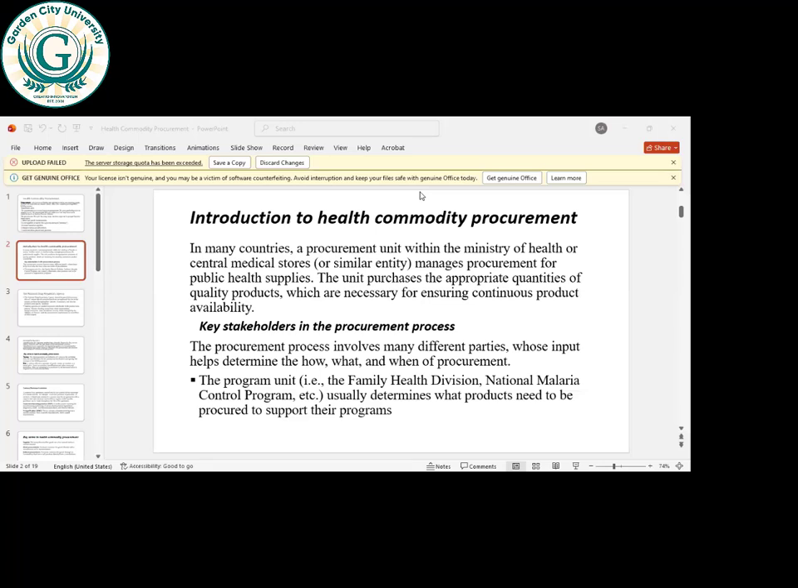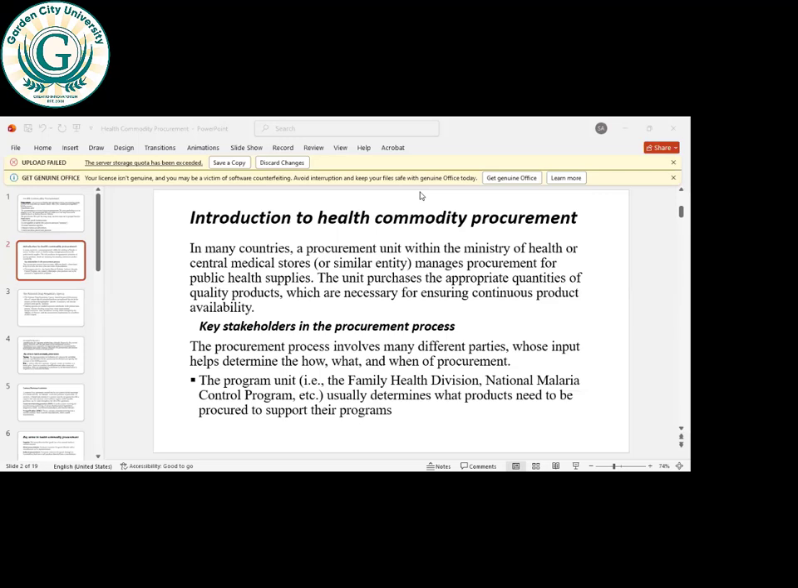So the first stakeholder we can look at is the program unit. Realize that we have a lot of health programs, such as the polio eradication program. We talk of HIV, we have the HIV program. We have malaria control, the national malaria control program. We have the family health division. We have a lot of programs, and they usually determine what product needs to be procured to support their programs.